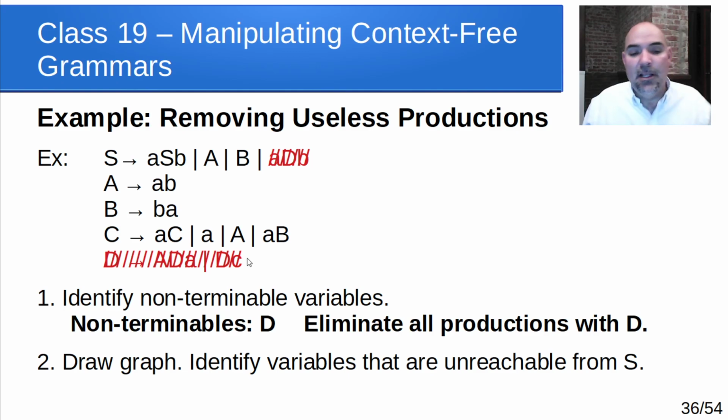Now we're into step 2. Draw that dependency graph and identify variables that are unreachable from S. Okay, so the dependency graph, how do we do that? Well, we're going to draw a graph with a node S, and notice S can go back to itself, so it's kind of a cycle going back to itself. S can also go to variable A, so we'll draw an arrow from S to A. S can also get to B, so we'll draw an arrow from S to B. And then A and B don't really go anywhere. And then C loops back to itself, and C also goes to A, and C also goes to B.